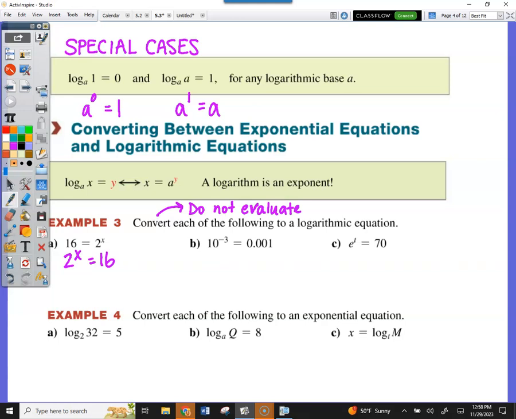So here we go. The base of the exponent is 2. So this is going to be log base 2. The other two switch. So I write 16 equals x. That is the log format of that equation. Now, if I was to actually solve it, it would be saying 2 to what power equals 16, but we're not solving. But that's how you would read it.